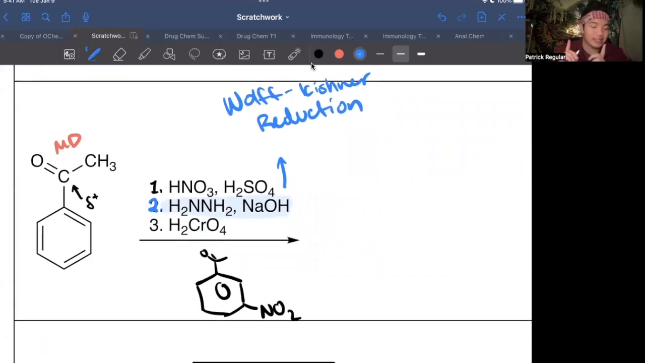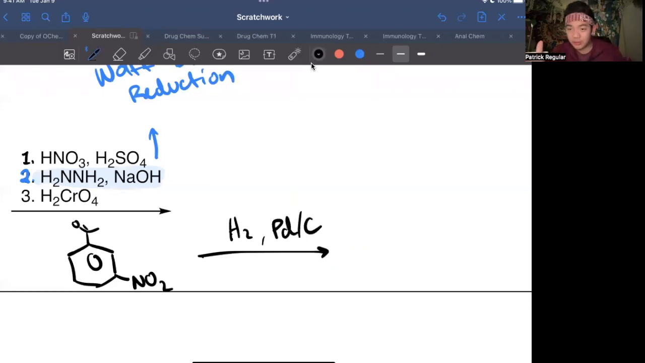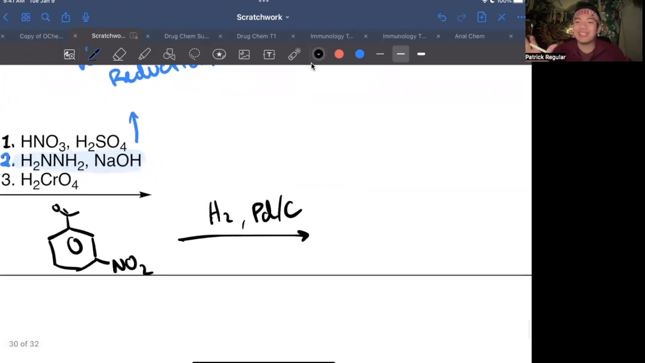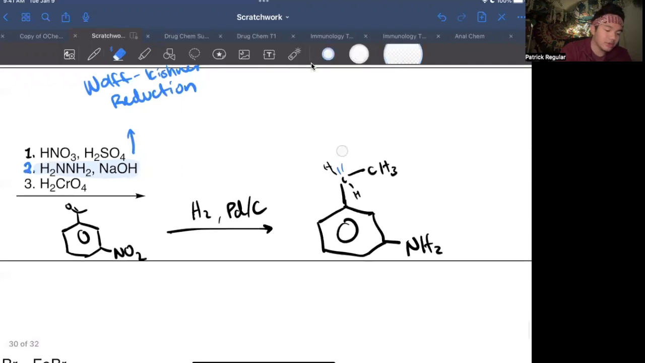Well, I want to make this side note. One of the things you have to keep in mind is that H2 Pd on C, that's another one of her reduction reactions, right? We're removing oxygen bonds. It reduces everything, hydrogenating our compound and removing all the oxygen bonds. So the NO2 will be reduced to NH2, and this will be reduced to another CH3 group, compared to that carbonyl oxygen group that was there. That is what that would reduce to.